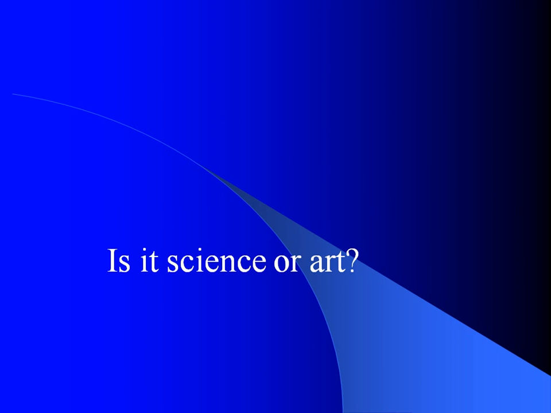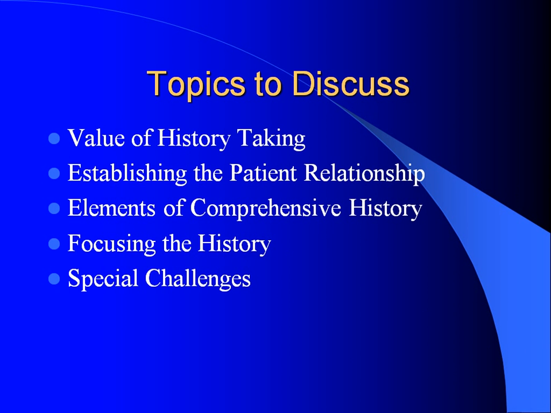Okay, obtaining a history, is it an art or a science? Art. Yeah, it's definitely a skill you've got to work on. Here we're going to talk about the value of history taking, establishing a patient relationship, elements of a comprehensive history, focused history, and special challenges.